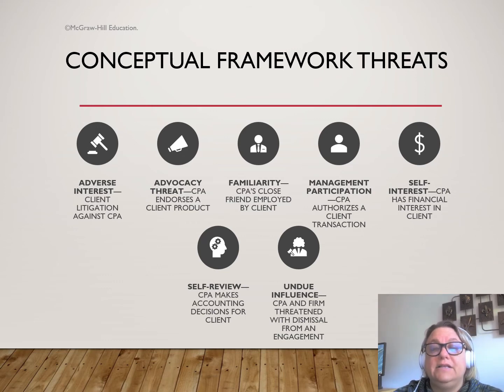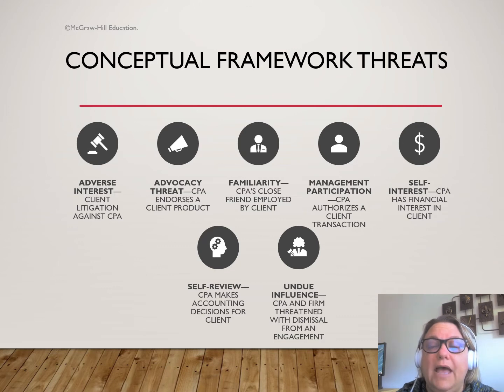Advocacy threat. So if a CPA comes in and endorses a specific client product. So here's a situation where your client is a software company and they produce tax software, and you also do taxes on the side, and some of your tax clients come in and say, hey, I'm thinking about getting a tax software to monitor my stuff all year. What do you recommend? And you're like, oh, well, I recommend this software. And in the back of your mind, you're like, well, this is my client's product. So not necessarily a good idea.